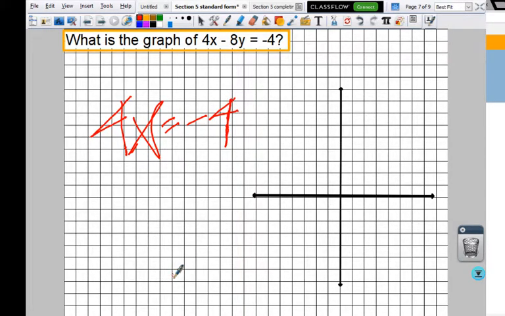So if I'm going to solve it for x, what do I have to do, Keith? How do I get rid of that 4 out in front of my x? Would you just divide? We would. So divide it on both sides by 4. You got it. Yeah.